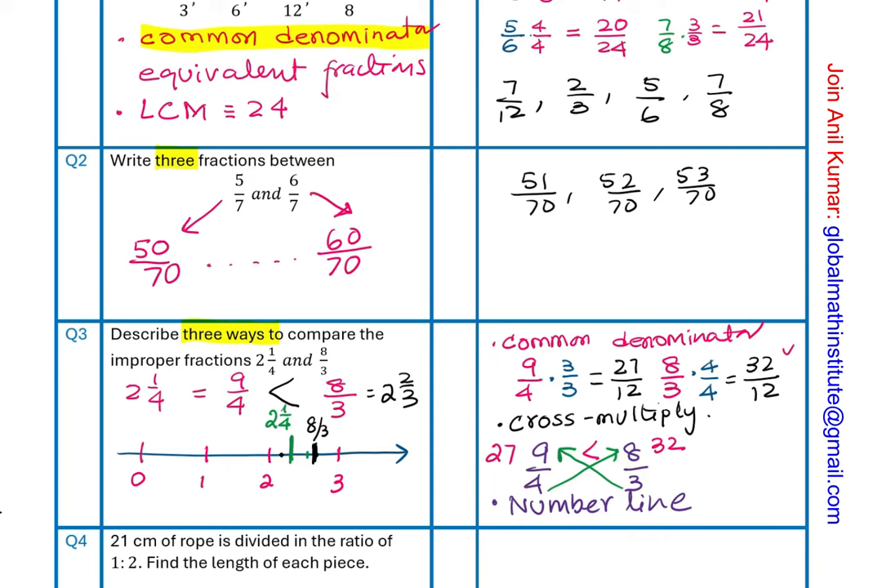So you can clearly see that 8 by 3, which is the number on the right hand side of 2 1 by 4, is greater, correct? Or we can say 2 1 by 4 is lesser than 8 by 3. Makes sense? So that is how we can compare them, and you can understand all the three techniques in this particular way. Perfect? Makes sense, right? Hope you are learning, right?